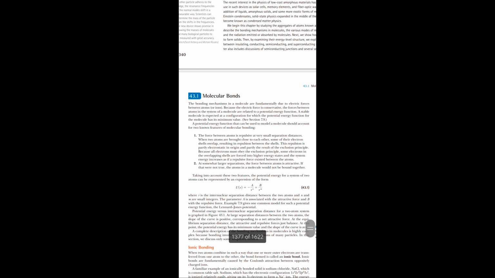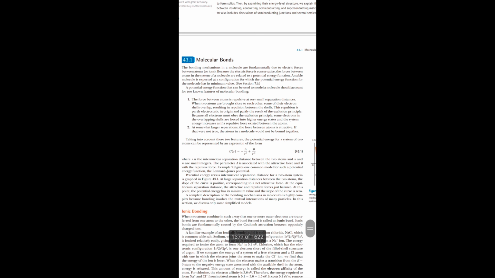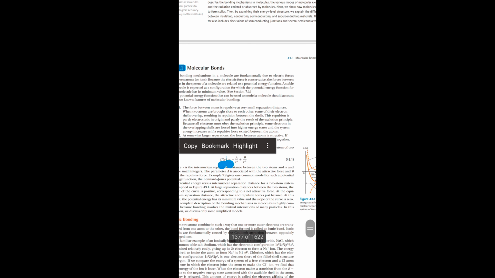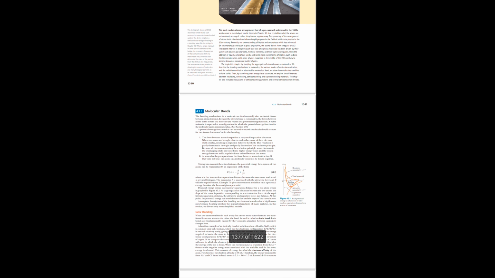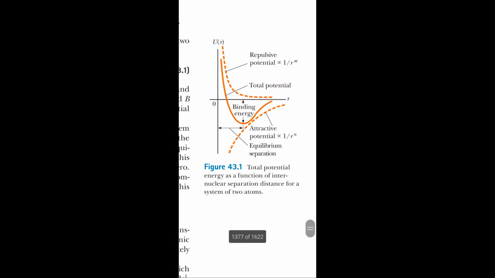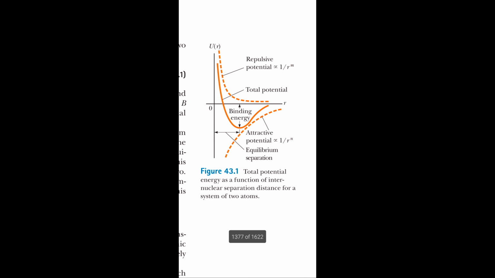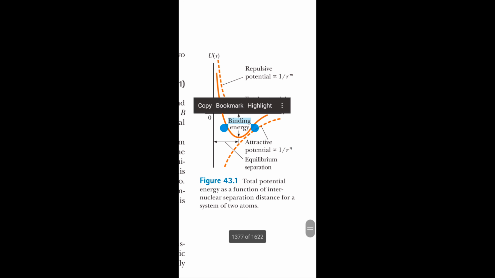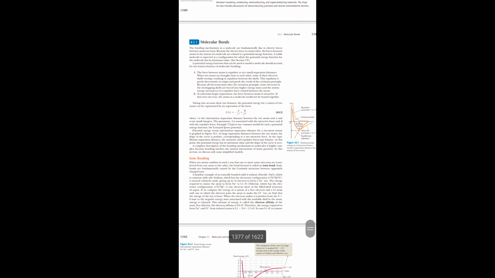Molecular bonds. Okay. Man, I don't want to read too much. Let's just take a look at this function here and the accompanying graph. So we got total potential energy as a function of internuclear separation distance for a system of two atoms. And we see a lot of stuff here. Binding energy I see kind of in the middle right over here. I see total potential, attractive potential, a bunch of stuff, but this looks like we're talking about energy, right? Because they're talking about total potential energy as a function of internuclear separation distance. So keep in mind, we're talking about energy here.